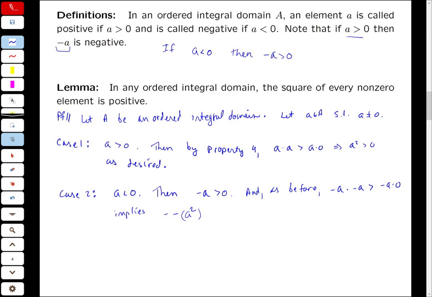I've put both of the minus signs out in front, which we can do from our discussion of negatives 3 or 4 chapters ago. This has to be greater than 0, since minus A times 0 equals 0. But what is the opposite of A squared? Additive inverse of the additive inverse, if you will. It's the original. That's what I wanted to show. I wanted to show that A squared is greater than 0.